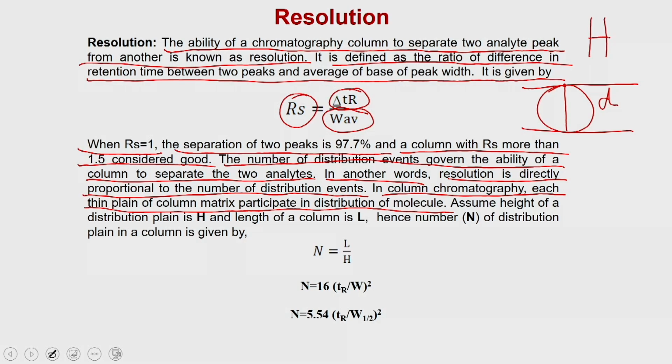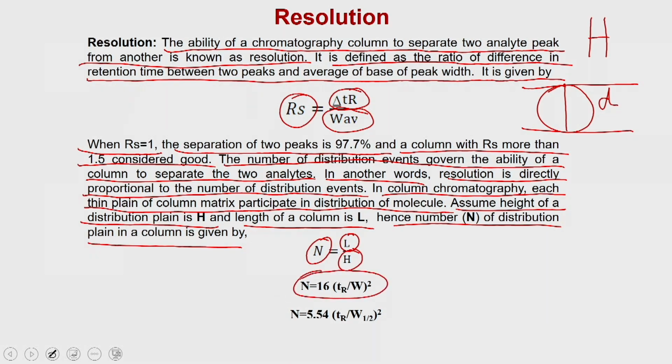So, you can imagine that if the height of a distribution plane is h, which means the diameter of these beads, and the length of the column is L, the number of distribution planes in a column is given by N equal to L by h. If you solve this, you get N equal to 16 (TR by W) whole square, or N equal to 5.54 (TR by W half) whole square, which means that N is going to control the resolution.